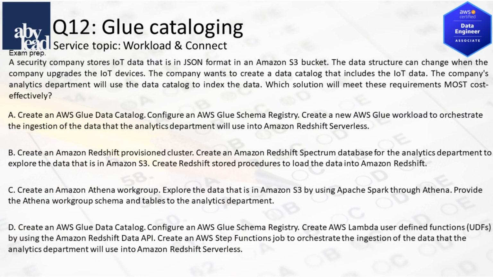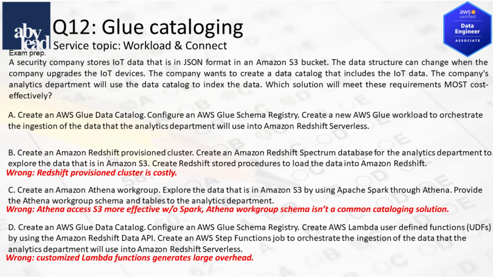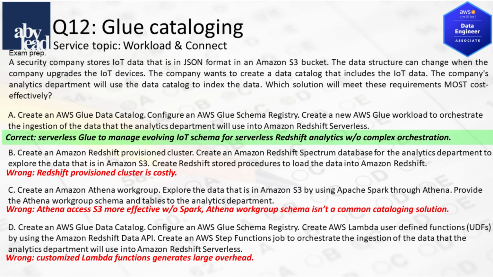Question 12. How do you cost-effectively catalog IoT data with changing JSON structure in S3? Athena access to S3 with Spark is ineffective, and Redshift provisioned clusters are too costly. Besides, customized Lambda functions generate large overheads. In contrast, you manage evolving IoT schema with serverless Glue and Redshift for analytics without complex orchestration.